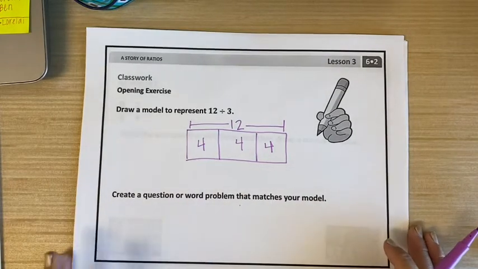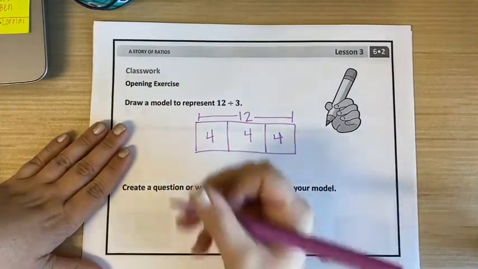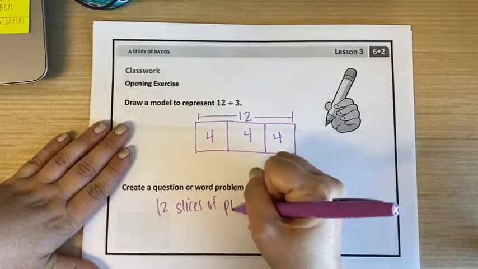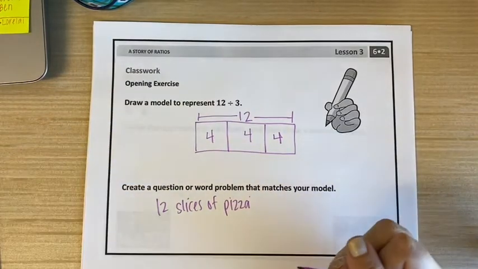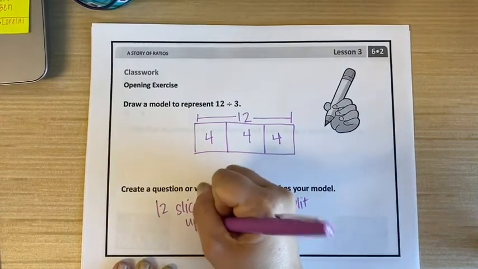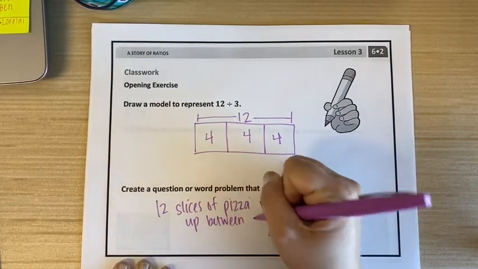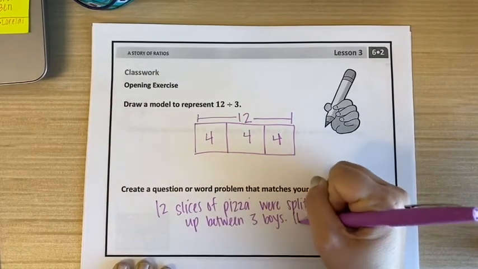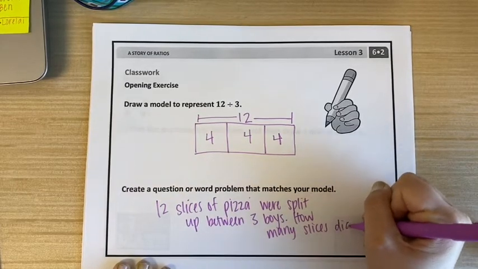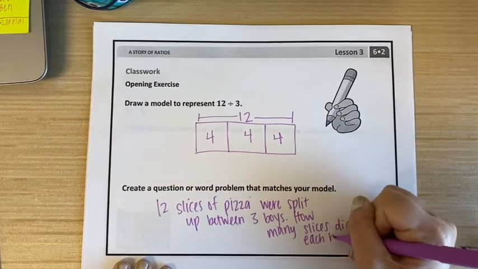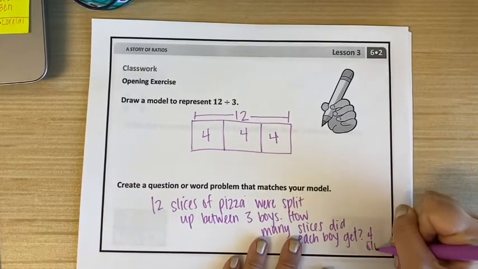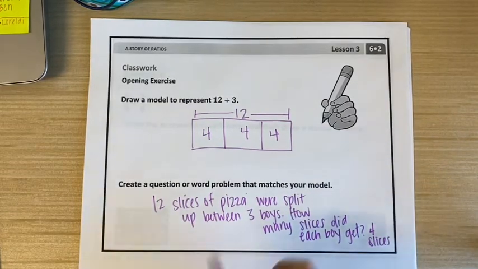Create a question or a word problem that matches your model. So for example, 12 slices of pizza were split up between 3 boys. How many slices did each boy get? And we know the answer is 4 slices. And you can write any word problem that you want right there.